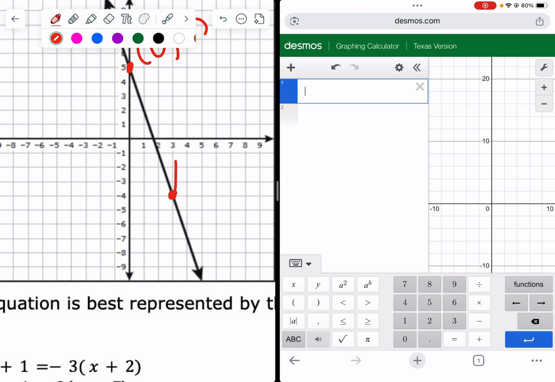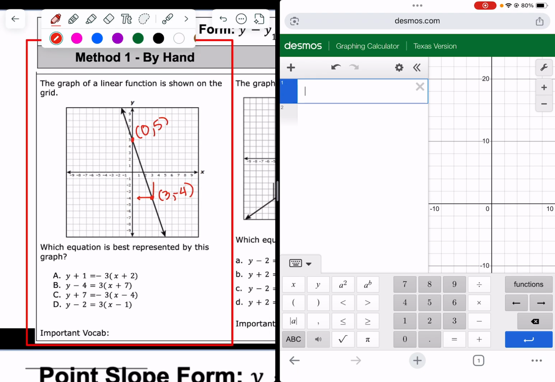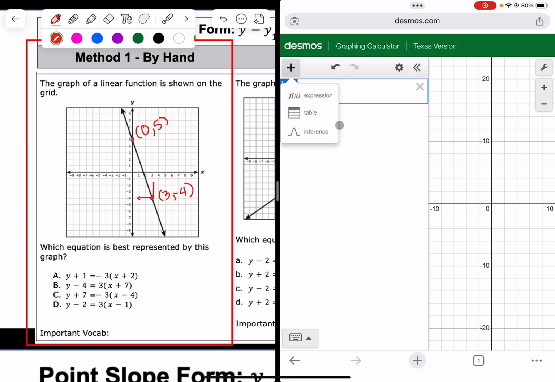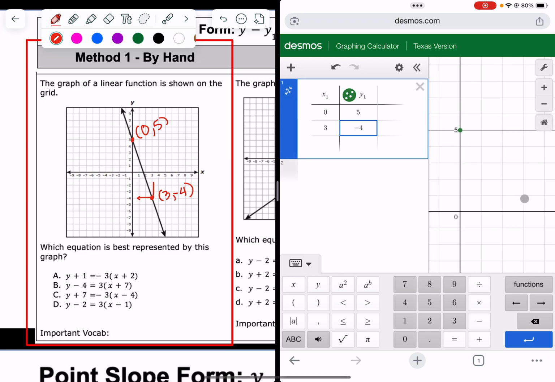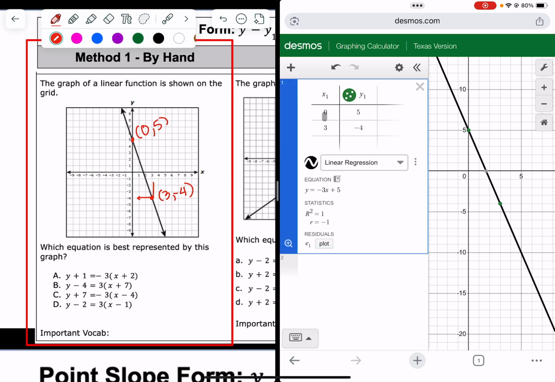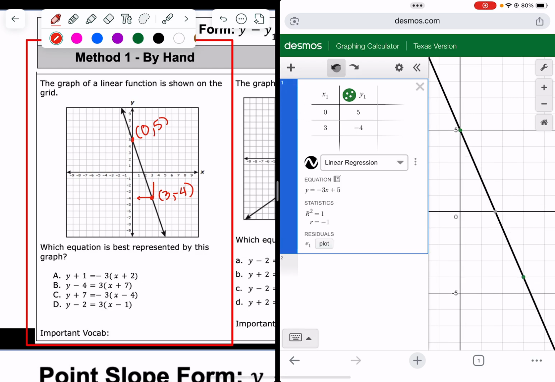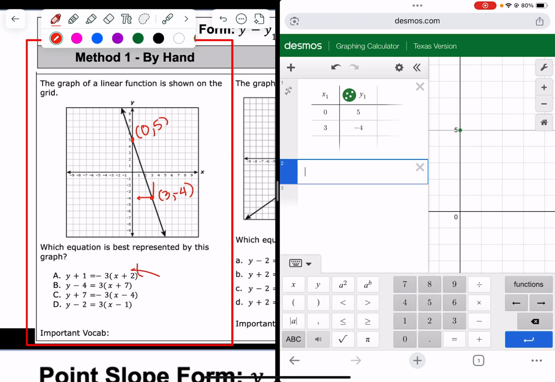Then we have this point, 3, negative 4. So when I go to Desmos, I'll put plus table 0, 5, 3, negative 4. Press the magnifying glass to get my points. And I see both of them there. Oh, I don't even need to do that, actually. I forgot, we're just matching. So I have my points because these won't match your answer.